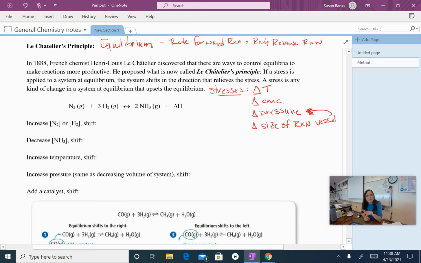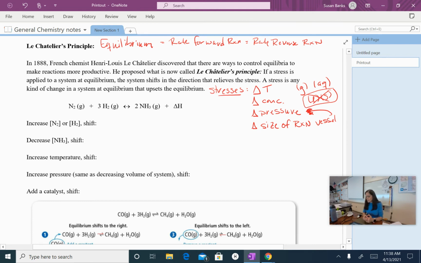Okay? Now, just like when we did our equilibrium constants, we only used things that were in the gas state or the aqueous state. Things that are in the liquid state or the solid state do not have bearing on this as long as there's at least some of it. Okay, so we only really pay attention to things that are in the gas state or in the aqueous or dissolved state.